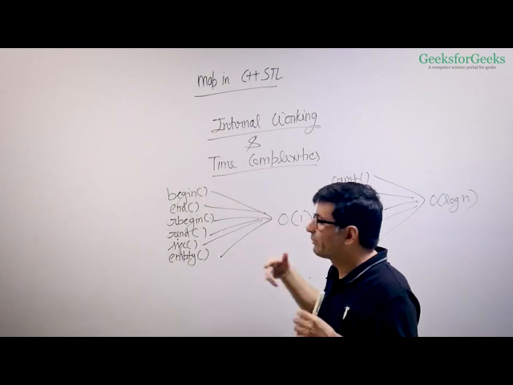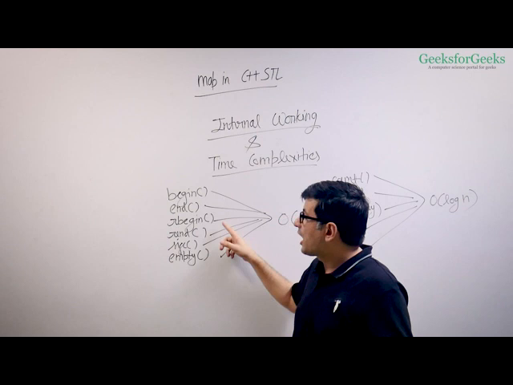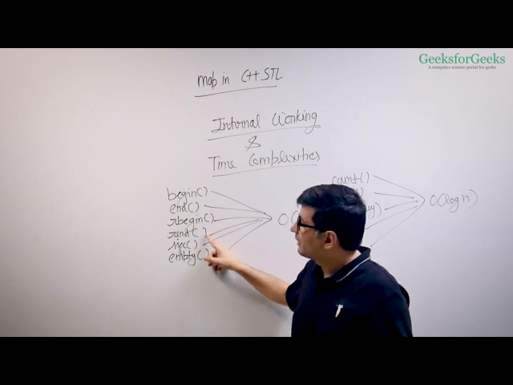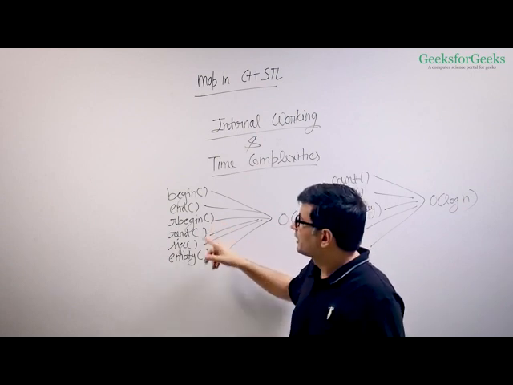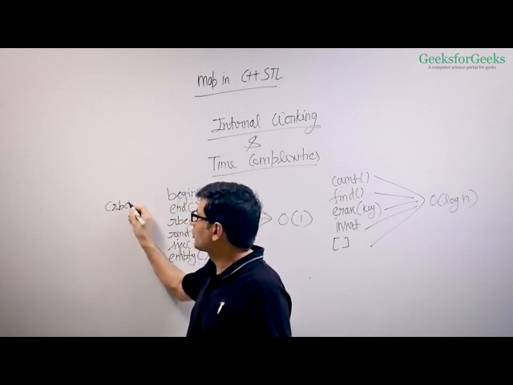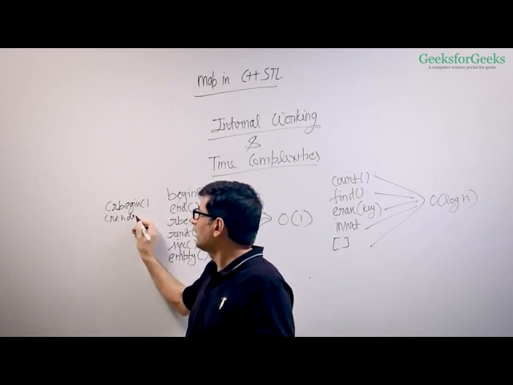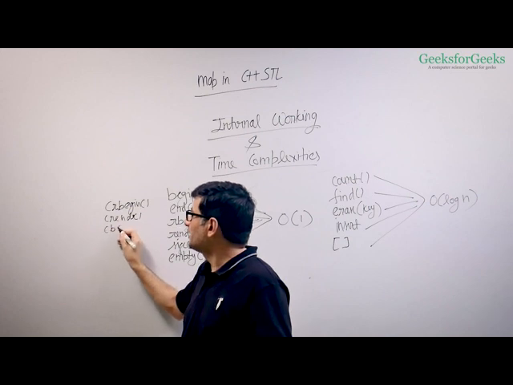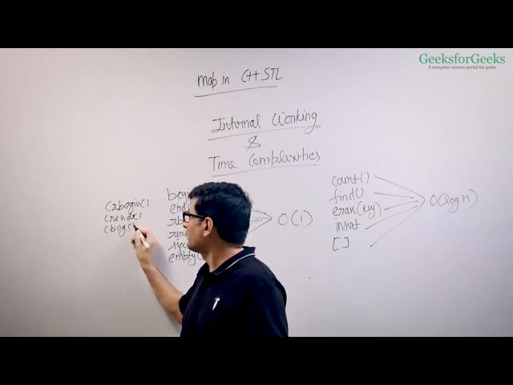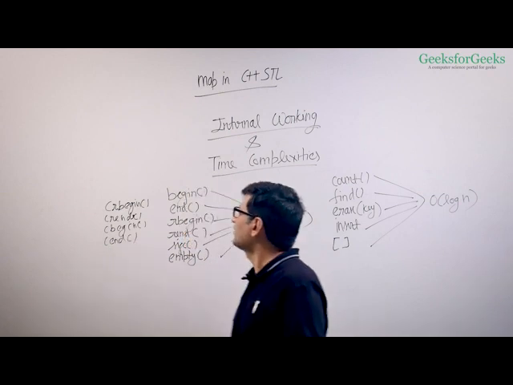Begin and end are also maintained, so they can be found in big O of 1 time. Begin and end are also big O of 1, they are just reverse pointers. There are more variations like CR begin, which is constant reverse pointer to the begin, CR end, C begin and C end. These are all big O of 1. They are all big O of 1 in map.